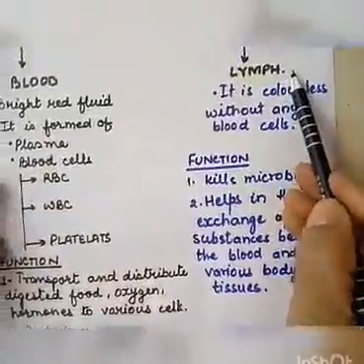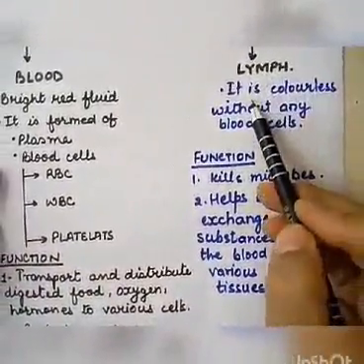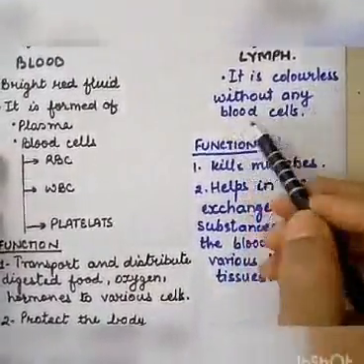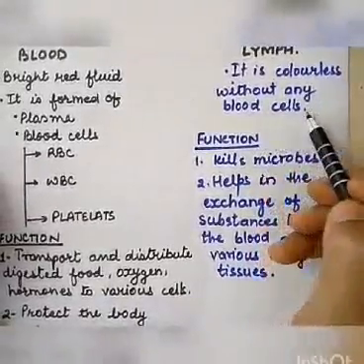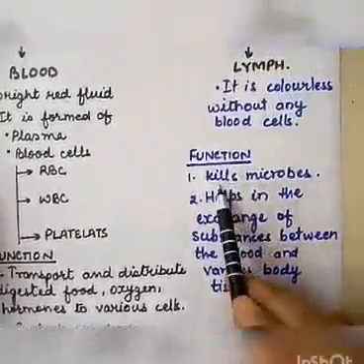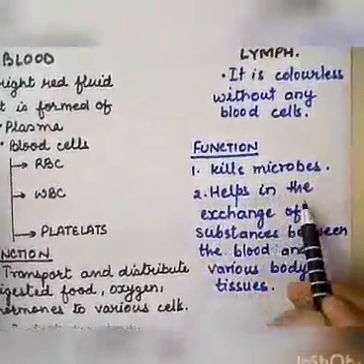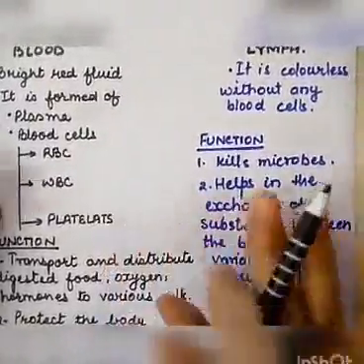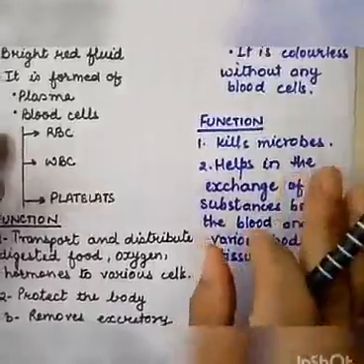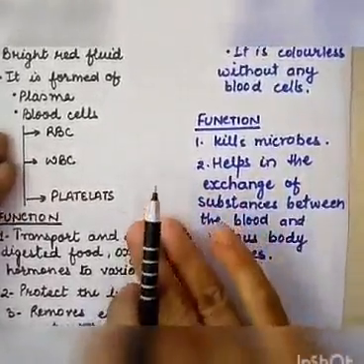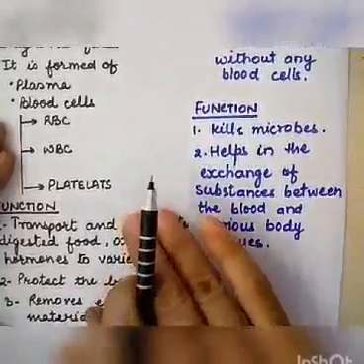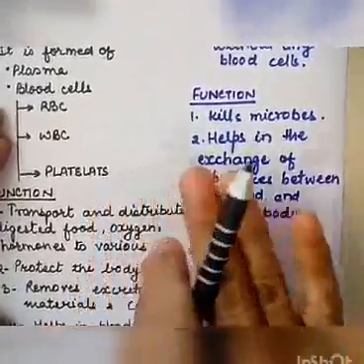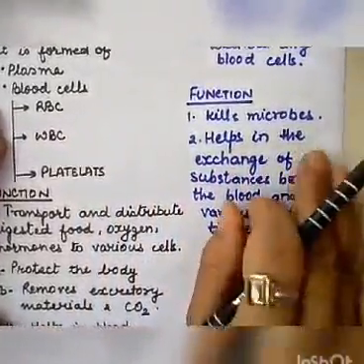Now the second type of fluid connective tissue, that is lymph. Lymph is a colorless fluid. It is filtered out from the blood, and it does not contain any blood cells and blood protein. Blood protein and blood cells are absent in lymph. Its function is that it kills microbes. It helps in the exchange of substances between the blood and the various body tissues. The composition of blood and lymph is almost the same. Lymph does not contain RBC, while RBC is present in blood. That is why blood is red in color due to the presence of RBC, and the pigment which gives red color to the blood is known as hemoglobin. This hemoglobin is absent in lymph. That is why it is a straw-colored fluid.